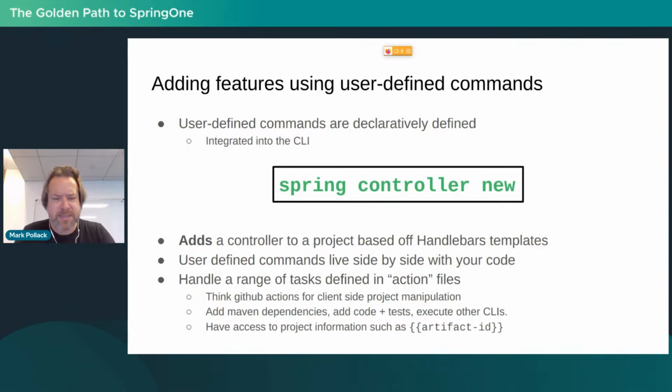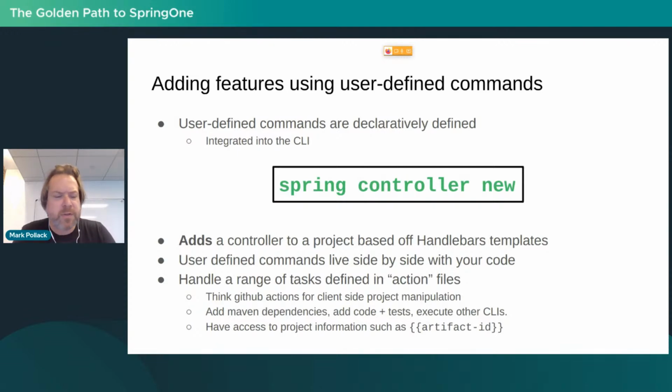And this is based off a handlebars template. And these commands live side by side with your code, which is another important distinction with approaches like JHipster. If you don't like the code that's being generated, you can just very easily go to your own repo and change it. And you don't need to go through a whole sort of separate build lifecycle in another area.